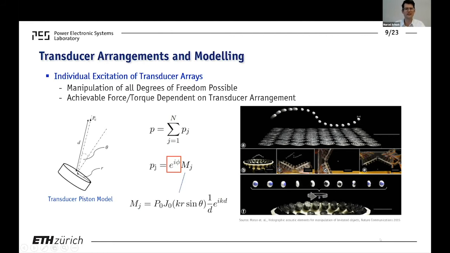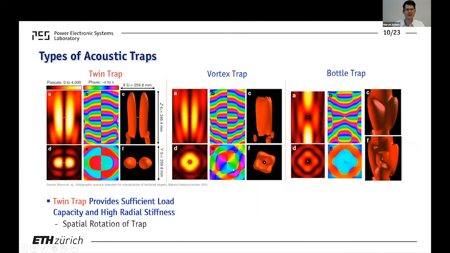So this was the part that caught our interest at first, because as you saw in the slides before, we're very interested in reaching high rotational speeds. So we made a first attempt here, and in order to make something levitate and spin, you need to select the correct acoustic trap. There are basically three basic types of acoustic traps, namely the twin trap, the vortex trap, and the bottle trap.